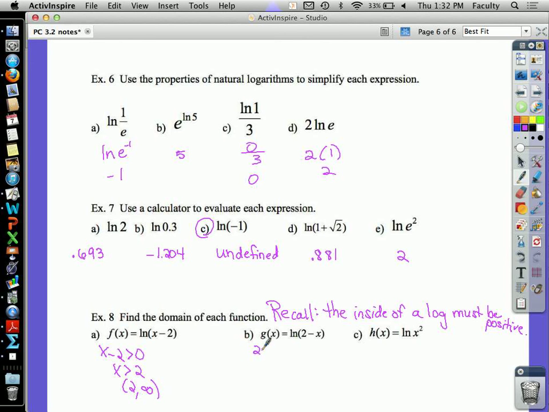In letter B, you set the inside greater than 0. We subtract 2. And when you divide by a negative 1, that makes it x less than 2, which is negative infinity to positive 2. Let's pause here a moment, because that's weird, isn't it? This one's like 2 to the right, and the other one's negative infinity up to 2 on the left side.